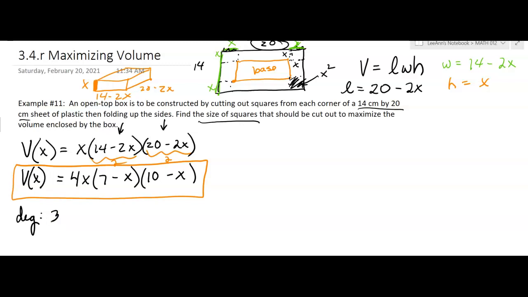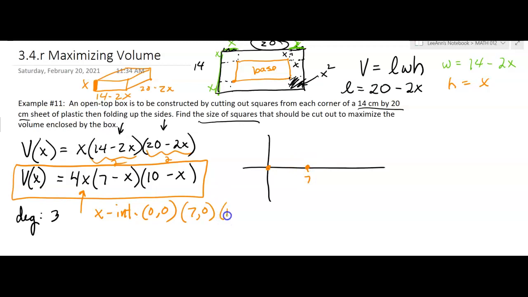We also know something about the x-intercepts. If I look at this graph, I have an x-intercept at 0, 0, and that's coming from 4x equaling 0. I'm going to have one at 7, 0. And I'm going to have one at 10, 0.